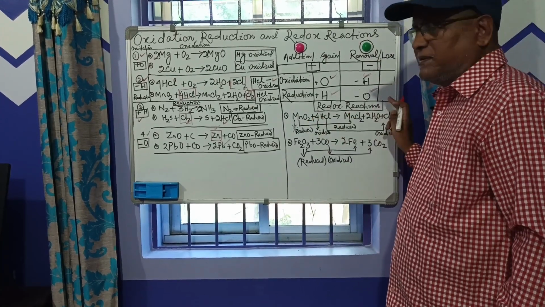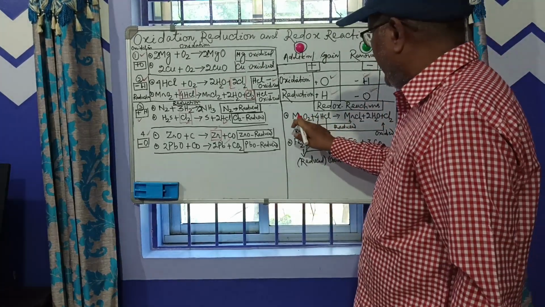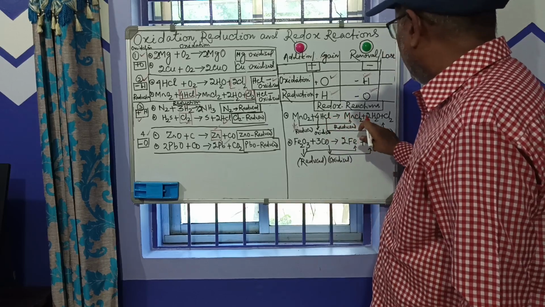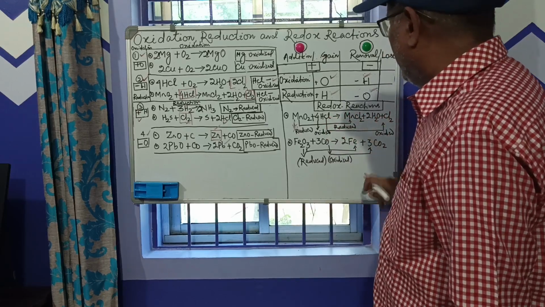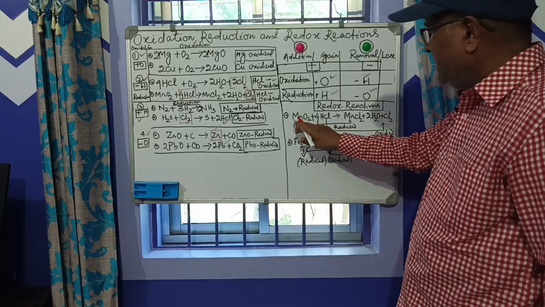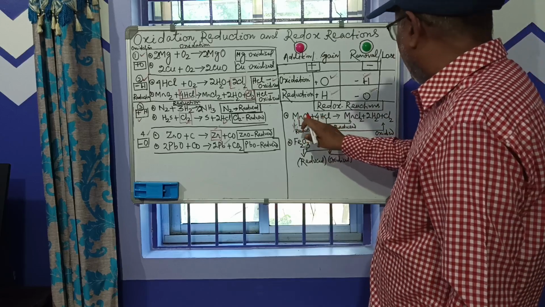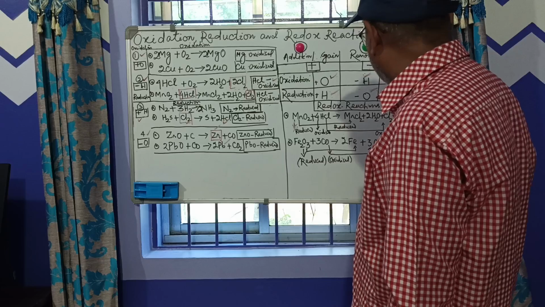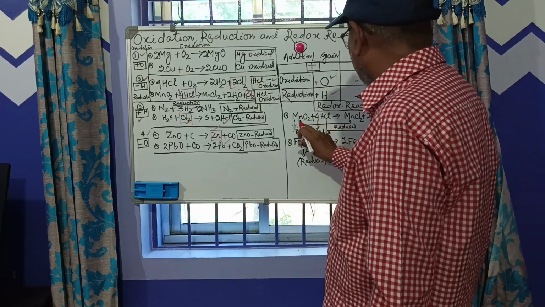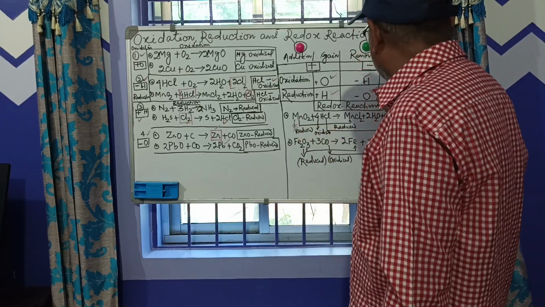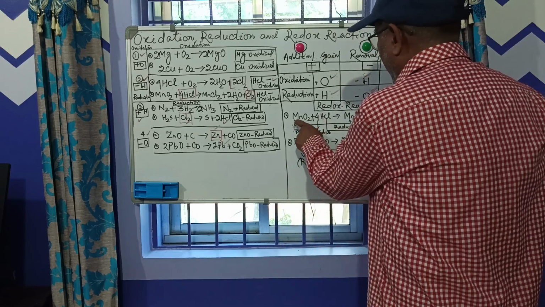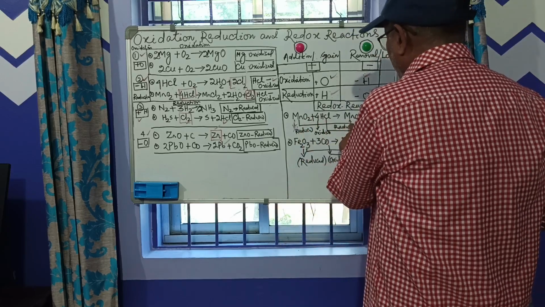Look at this reaction: manganese dioxide plus hydrochloric acid gives manganese chloride, water plus chlorine. What happens? From manganese dioxide, oxygen is removed. Removal of oxygen, so this is reduced. Manganese dioxide is reduced to manganese chloride.